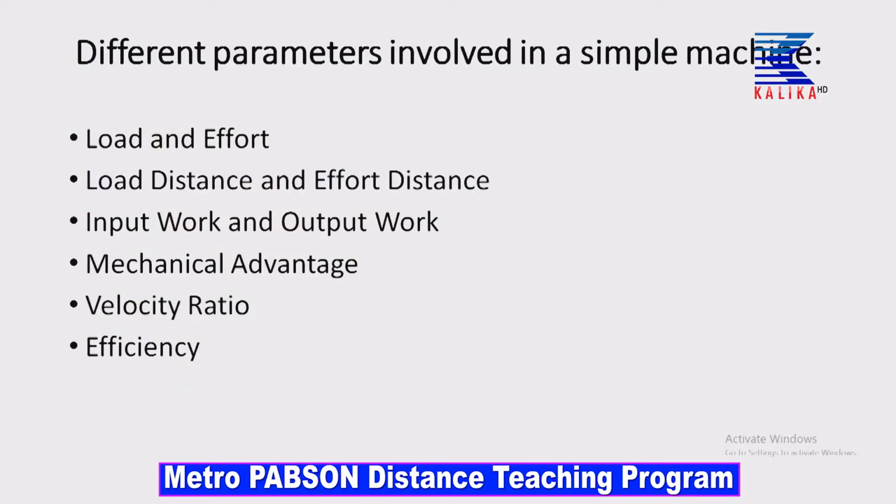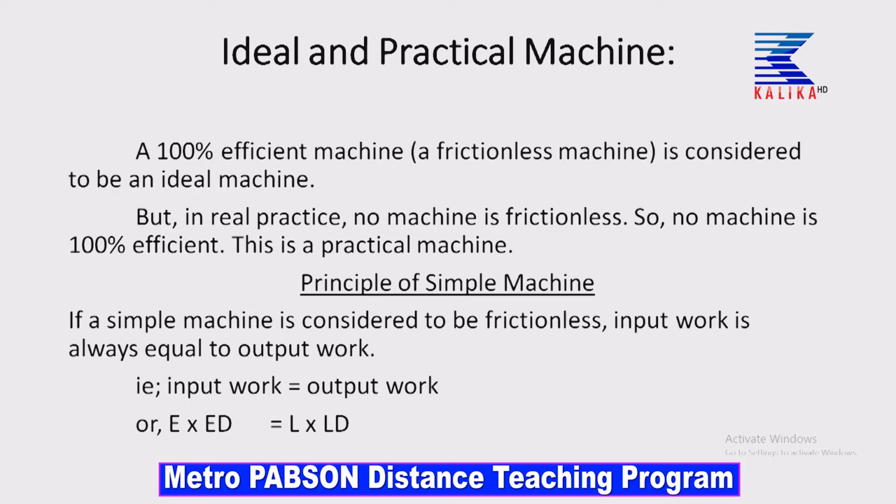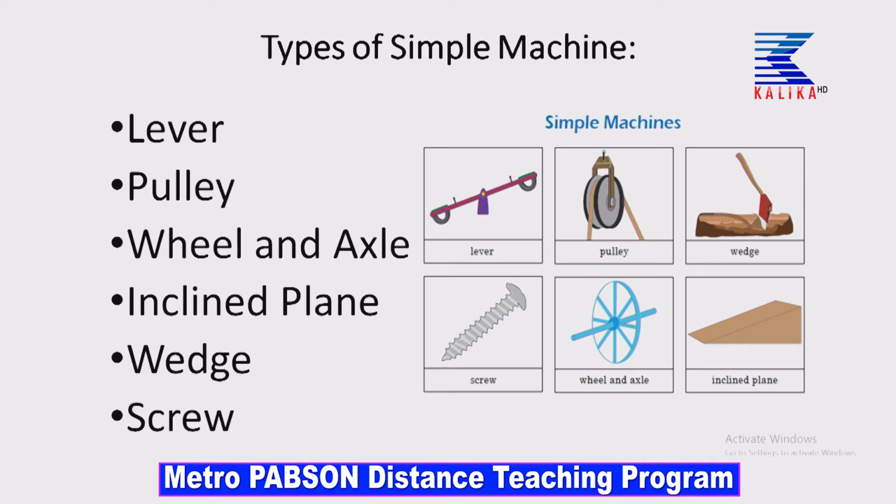Now let's go to the types of simple machine. So there are 6 different types of simple machines. The simple devices that we get to see in and around our house are: lever, pulley, wheel and axle, inclined plane, wedge, and screw. So these are 6 different types of simple machines that we get to see in our daily life.